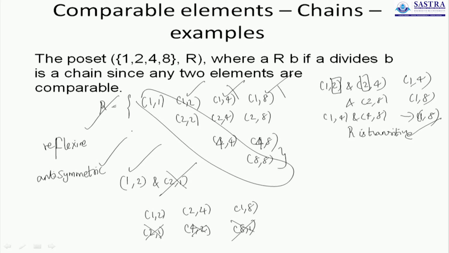Therefore any two elements here are always comparable, which means that they are related to each other in the form of a relation using a partial ordering. Therefore this set is a special poset where any two elements are always comparable, and that's why we call it a chain. We'll call it a chain.